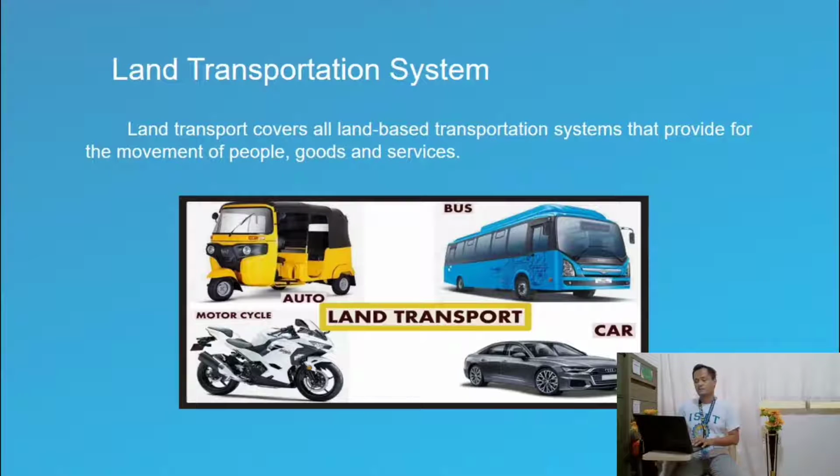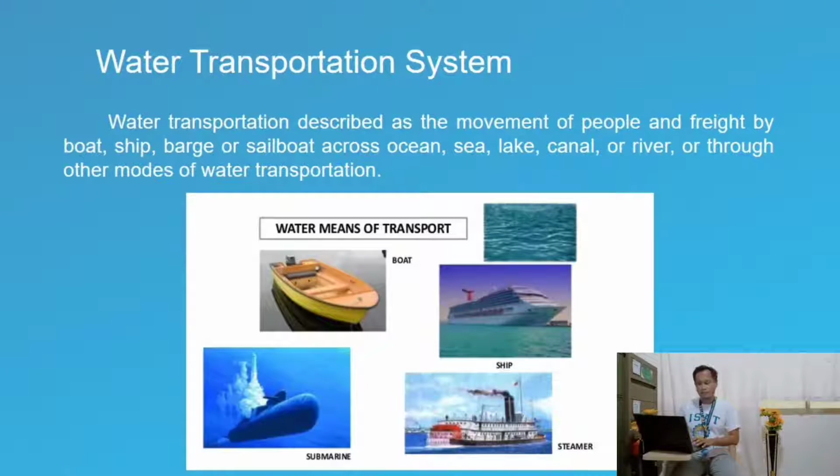Land transportation system is defined as land-based transportation that provides for the movement of people, goods, and services. Water transportation system is described as the movement of people and freight by boat, ship, barge, or sailboat across ocean, sea, lake, canal, or river, or through other modes of water transportation.